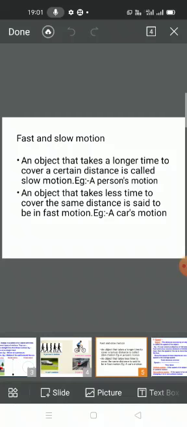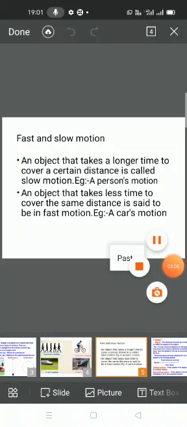If an object is taking larger time to cover a particular distance, that means it is moving in slow motion. An object that takes less time to cover the same distance is said to be in fast motion. If the object is moving fast and takes less time to cover a particular distance, that means it is moving at a faster rate.